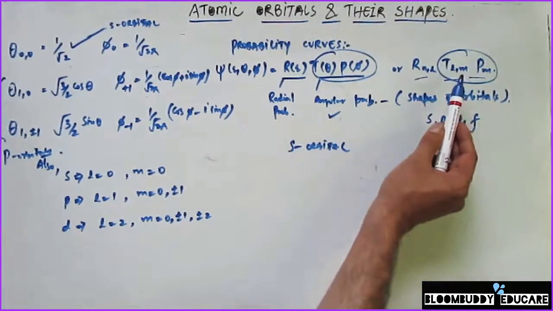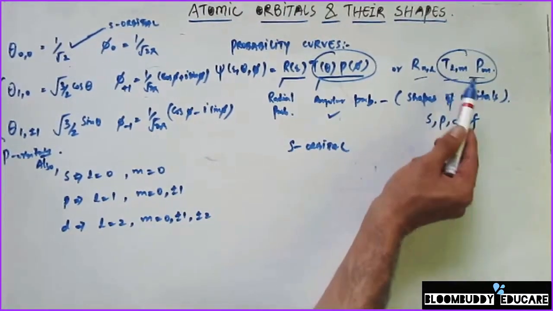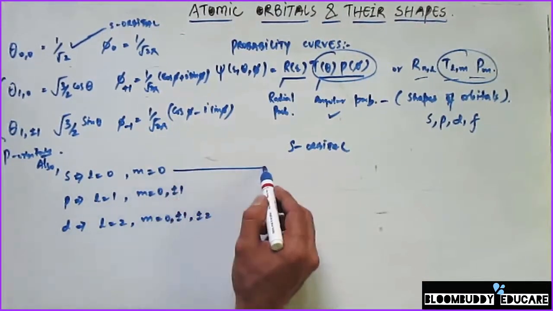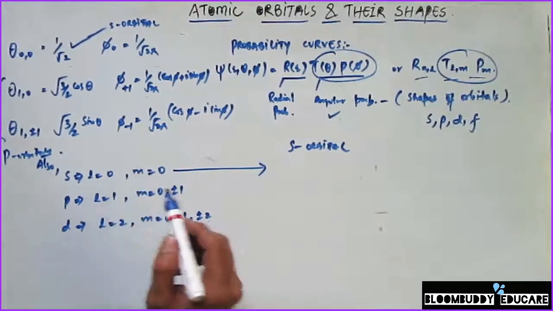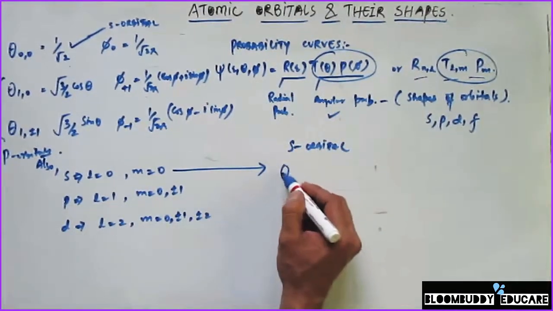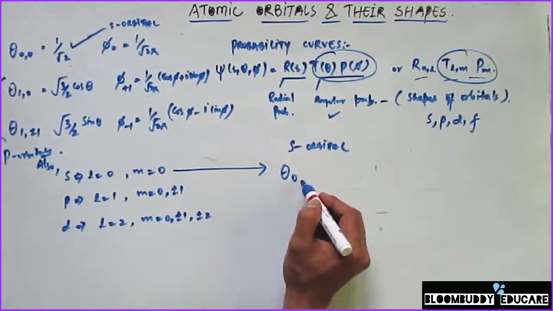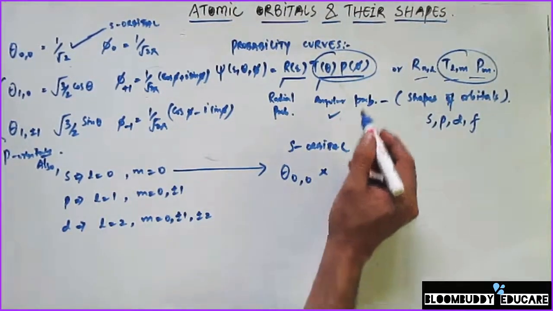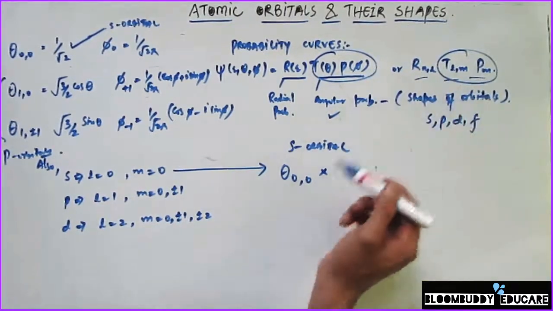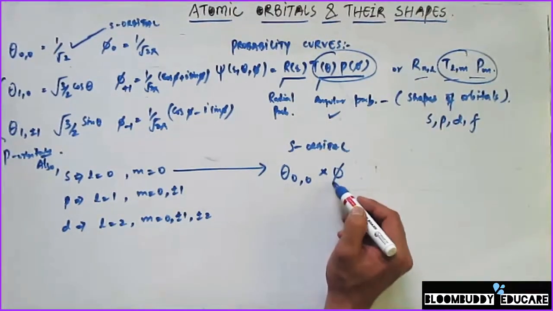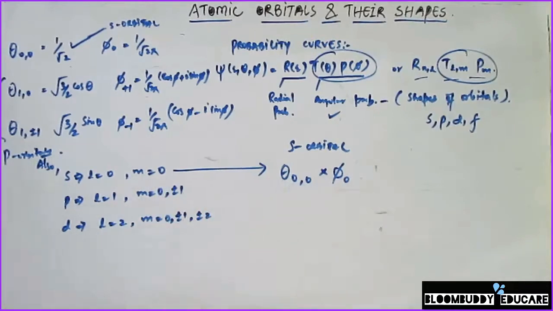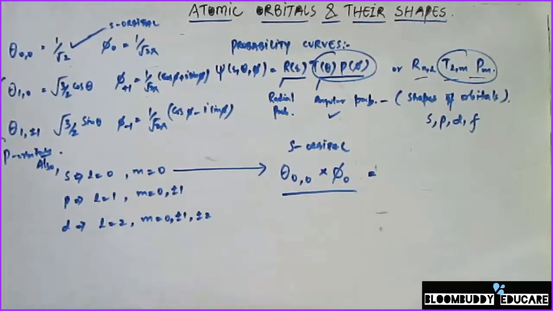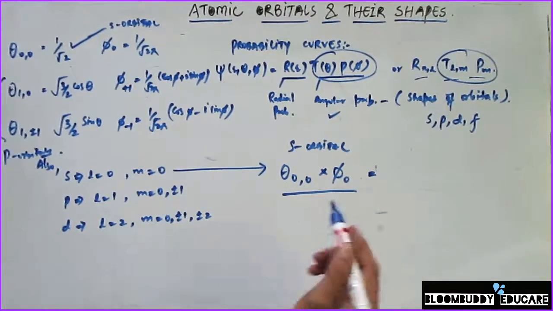In case of s orbital, the values of L and m are 0 and 0. So they are mentioned here. So for theta, the value of L is 0 and the value of m is 0, multiplied by the value of phi. But the value of phi is dependent upon m, so m has a value 0 in case of s orbital. Right? So this is the angular wave function, or the angular probability for the s orbital.